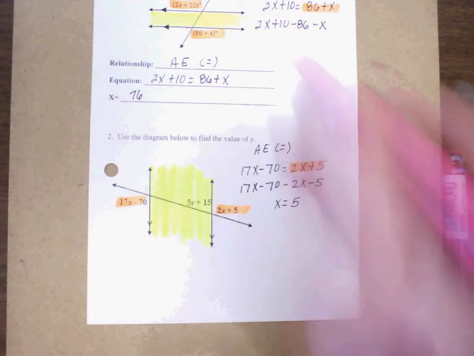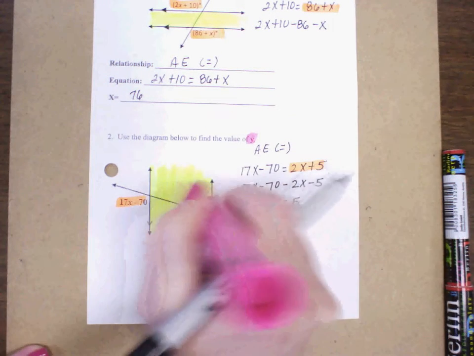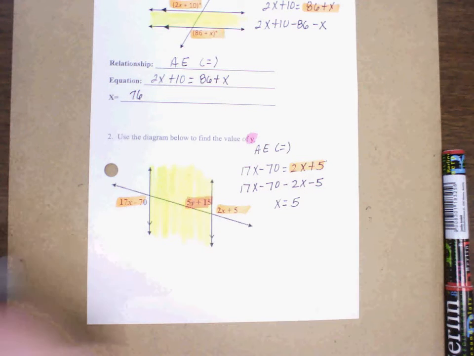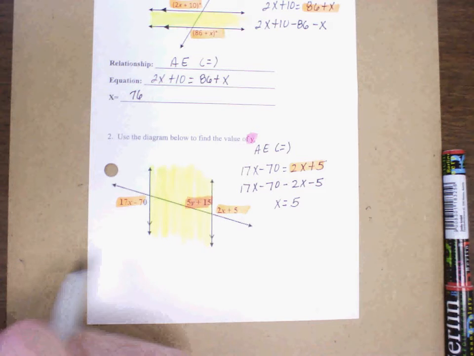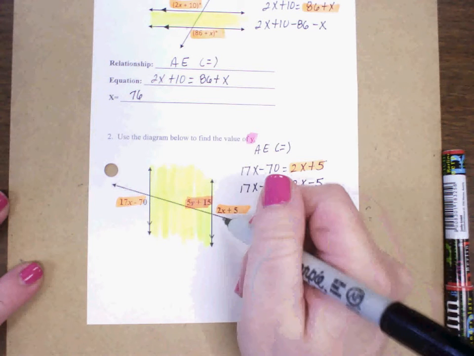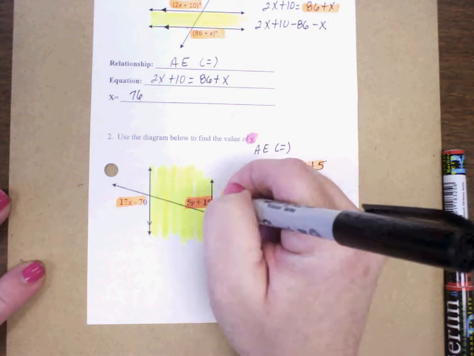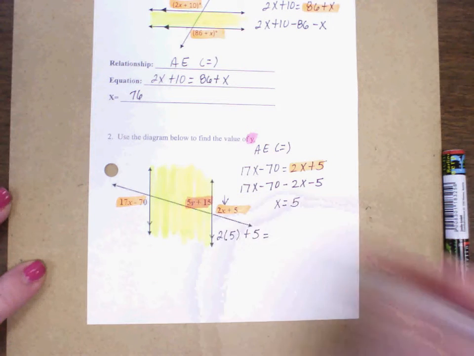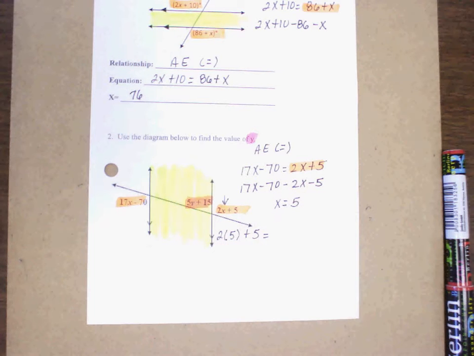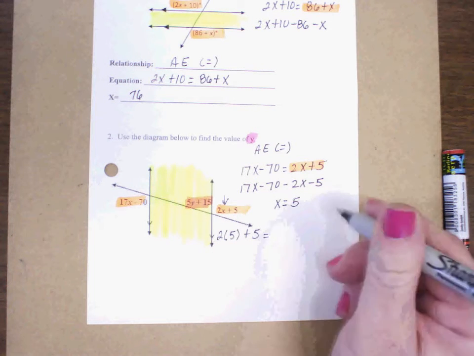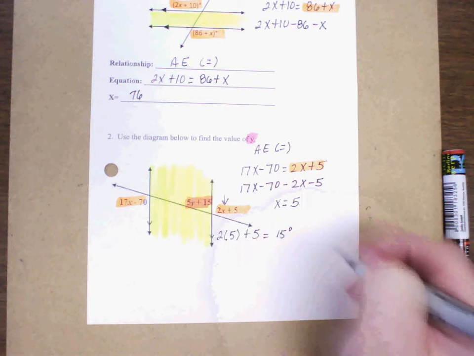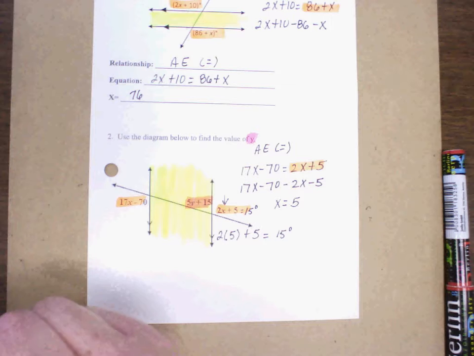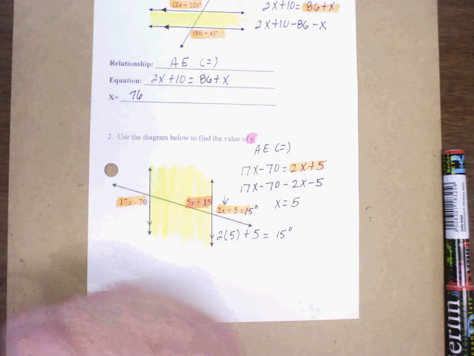I want y, and y is right here. So what can I do with y? What can I do with the x? I can definitely substitute it. Very good. I can substitute it right here, and that would be 2 times 5 plus 5. 2 times 5 is 10, plus 5 would be 15. So this angle is actually 15 degrees. Doesn't look like it's 15. Looks like it's more, doesn't it?